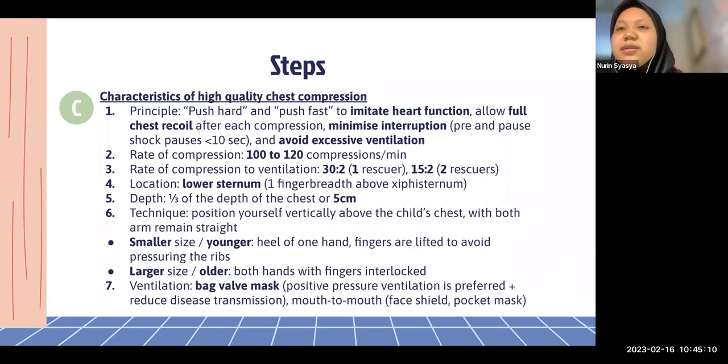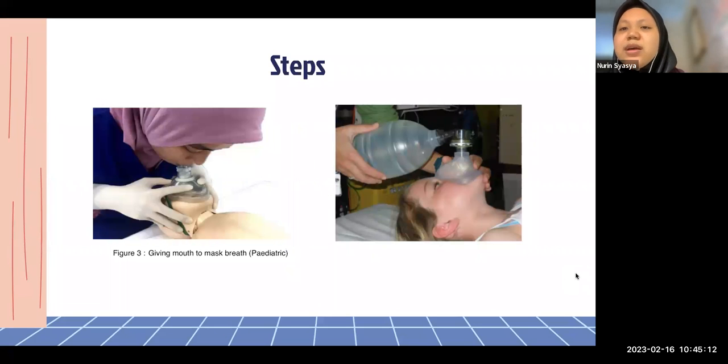Okay, next. So the left-sided one is actually the pocket mask, and the right-sided one is actually the bag valve mask. Okay, this is how you use it. Okay, next.